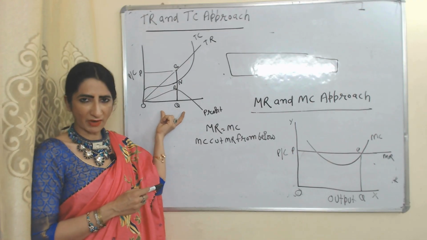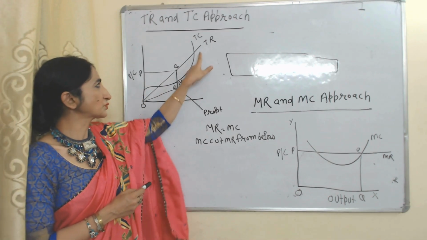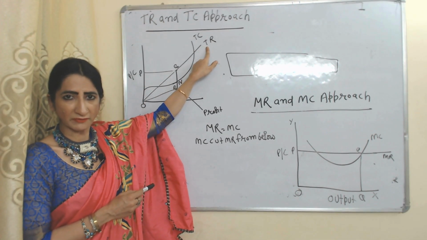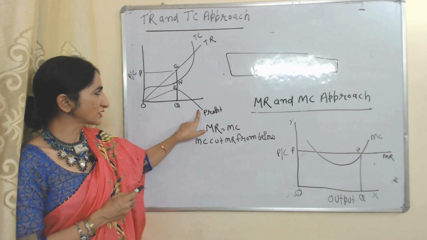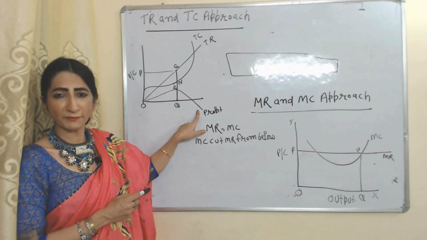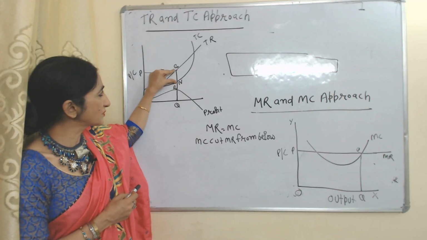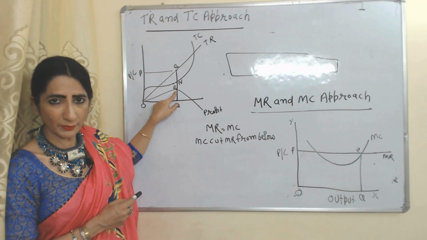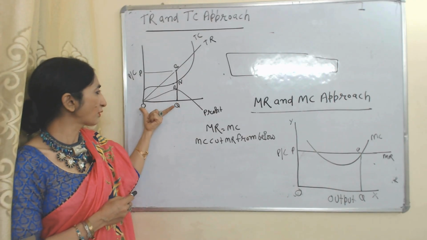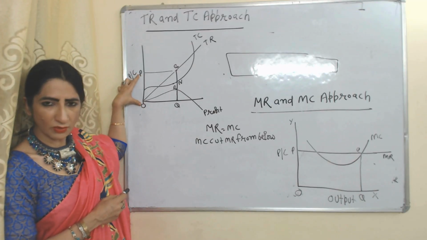On x-axis we have output, y-axis we have price, revenue and cost. This one is a total revenue curve, that means our income. This one is total cost curve. This one is profit curve. As we know, difference between TR and TC will be called our profit. Here difference between TR and TC is maximum, that's why this R point will be called profit maximization point. And profit maximization output is OQ and profit maximization price is OP.